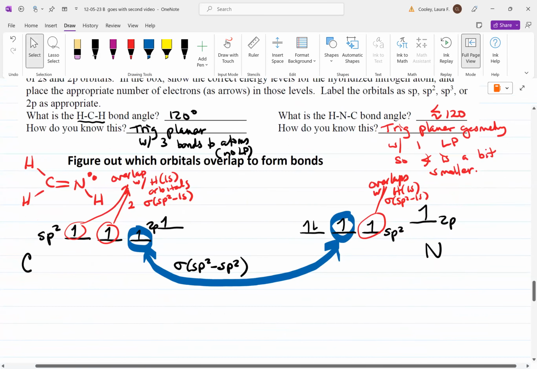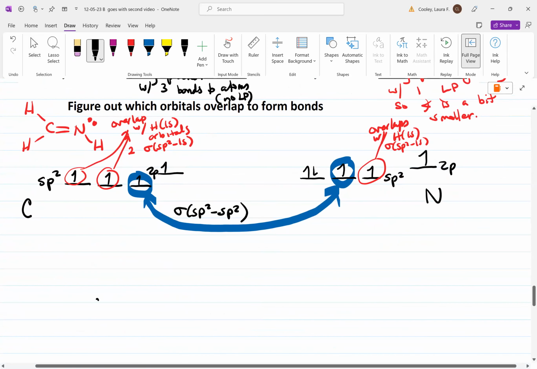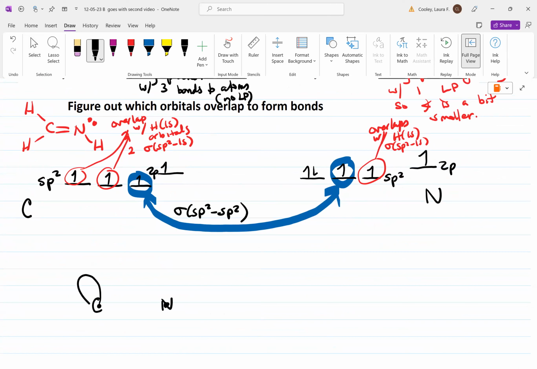I should be drawing this actually, yeah. So we have our carbon and our nitrogen. And so we've already used here's 2 of the sp2 hybrids, and they overlap with hydrogen 1s. Those are the 2 I did here. Okay. Then we have the last one, which overlaps with an sp2 on the nitrogen. And so this is a sigma bond between the 2 sp2 hybrids.